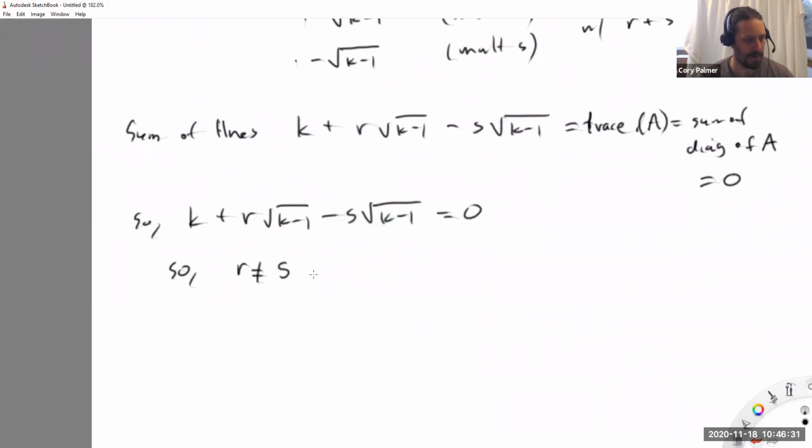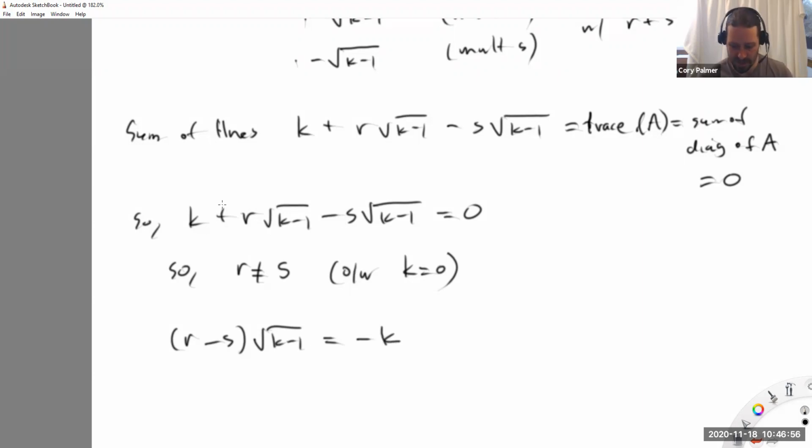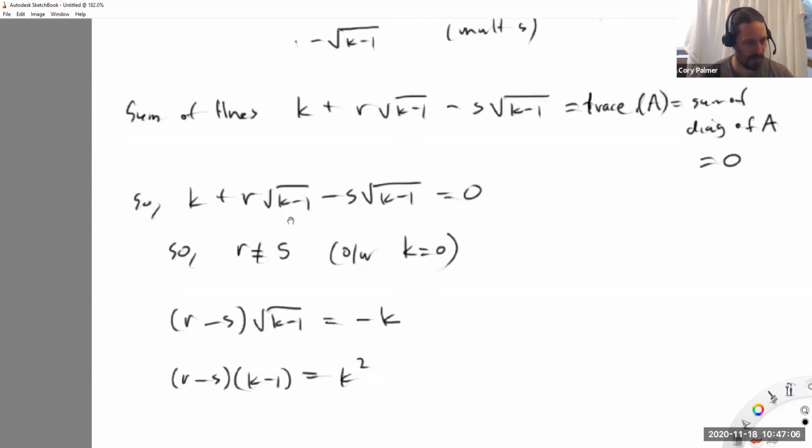So yeah, r is not equal to s, otherwise k equals 0, which is definitely out. And then let's rewrite this. I reverse the things here. I don't think it matters. R minus S times root K minus 1 can be written as equal to negative K, right? I just factor out R minus S from those things and move K to the other side. And then let's square both sides. I get R minus S, K minus 1. And then negative K squared is just K squared.